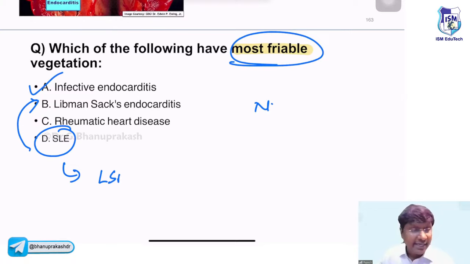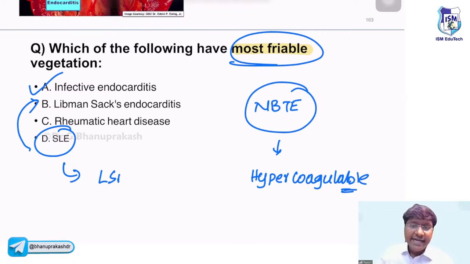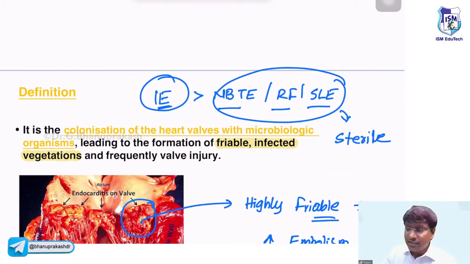What is non-bacterial thrombotic endocarditis? It is the endocarditis observed in hypercoagulable states. In hypercoagulable individuals, vegetations can form over the valve. But in non-bacterial thrombotic endocarditis, rheumatic fever, and SLE, the vegetations you observe will be completely sterile vegetations. And you need to be very much aware of the organisms causing infective endocarditis.